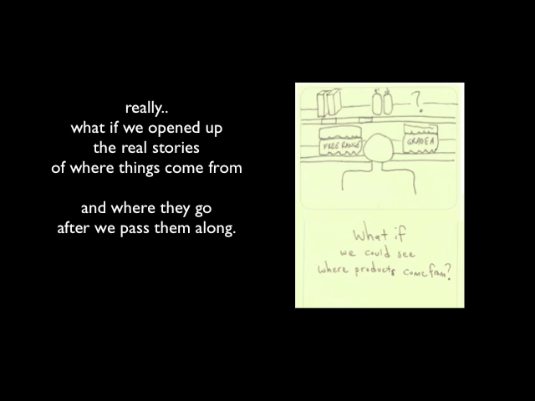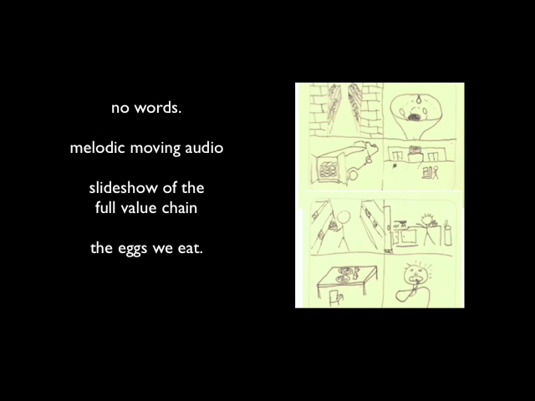So the question is, really, what if we opened up the true stories of where things come from and where they go after we pass them along? So at this point, I would show relatively quick slideshows of, for example, where the eggs come from, where the chickens live, to where the eggs are processed, to the trucks that carry them to the stores where we make the choice, and then home to cook our eggs.